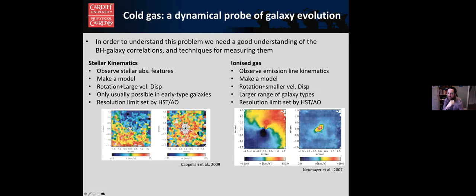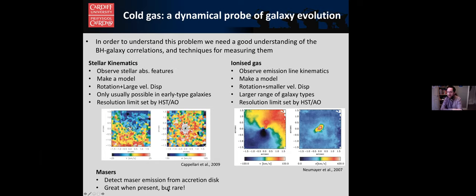So an alternative is to use similar sorts of instruments, but actually to look at the ionized gas in the galaxies. So the 10 to the 4 K H alpha emitting, let's say, ionized gas. So you've got an emission line there that you can, in the same way with an integral field unit, measure its emission line kinematics. This is an example here of a galaxy where the gas is rotating faster and faster around this central mass, and you see the dispersion is also increasing as you go towards the center of the object. And that lets you measure supermassive black hole mass as well. You can do that in a wider range of galaxy types because this gas is obviously present in a lot of star-forming spiral galaxies, but it still requires quite complex modeling, and the resolution limit is again set by HST and AO observations.